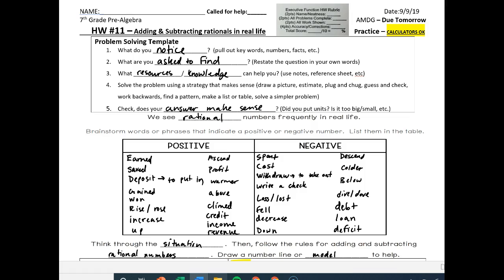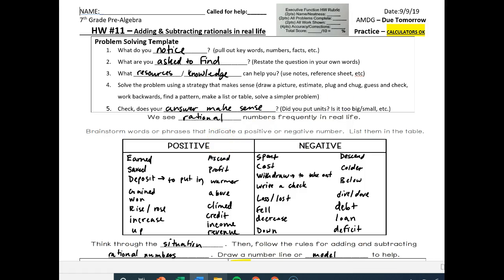Then number four, we're going to solve the problem. We're first going to use a strategy: draw a picture, estimate, plug and chug, guess and check, work backwards, find a pattern, make a list or a table, or solve a simpler problem. Those are all strategies you can use. Then you're going to actually solve the problem. I want to see some initial thoughts first. Then check: does your answer seem to make sense? Did you put the units? Is it too big? Is it too small? Putting units is especially important.